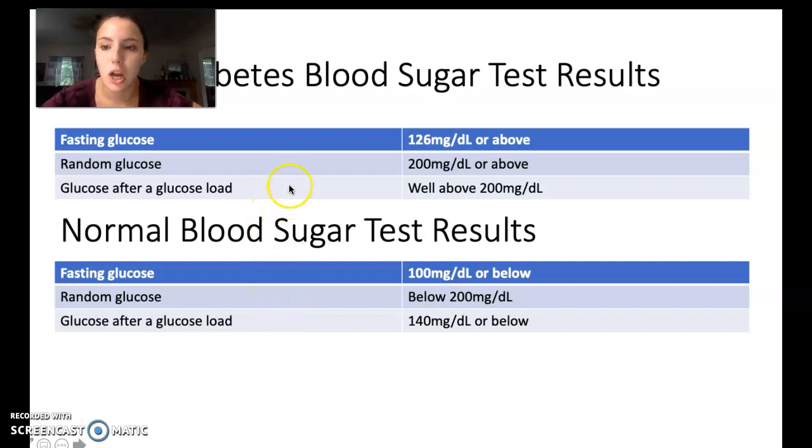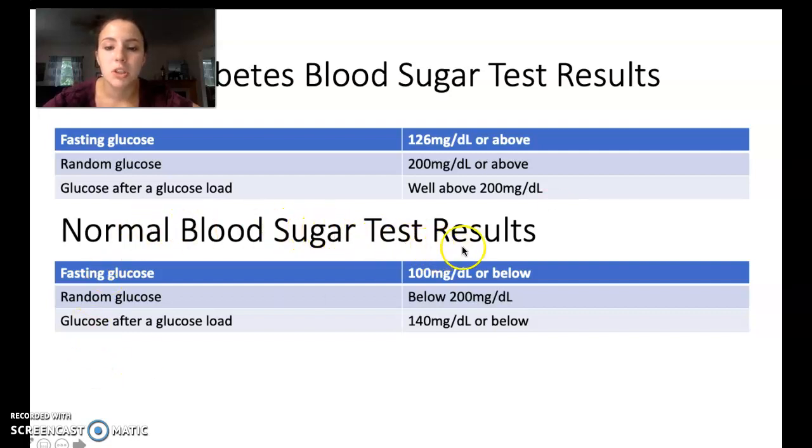So this is just a little chart I made with type 1 diabetes, fasting glucose. We're going to see higher levels of blood glucose. So anything above 126 is indicative of diabetes. A random glucose, when they take the blood glucose at any time, is going to be above 200 milligrams per deciliter. And then after glucose load, which is one thing that they talked about in this case, the results are going to be well above 200 milligrams per deciliter because there's way too much glucose building up in the blood.